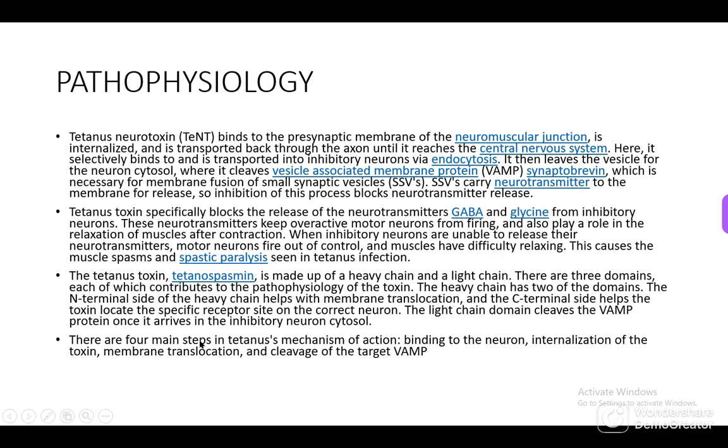There are 4 main steps in the tetanus mechanism of action: binding to the neuron, internalization of the toxin, membrane translocation, and cleavage of the target VAMP, the vesicle associated membrane protein. And that is the way the spasm occurs.